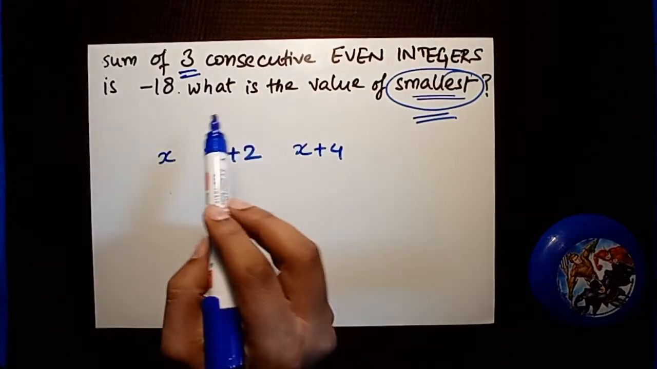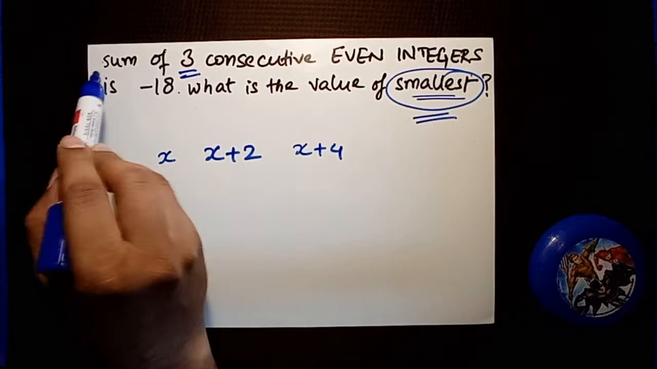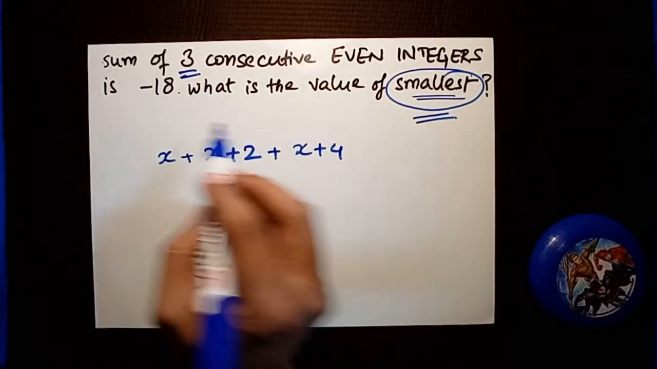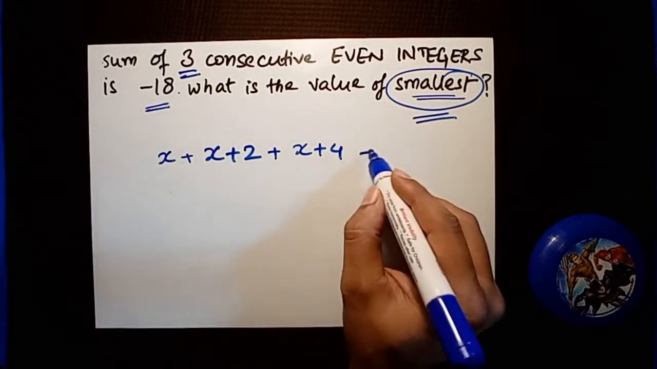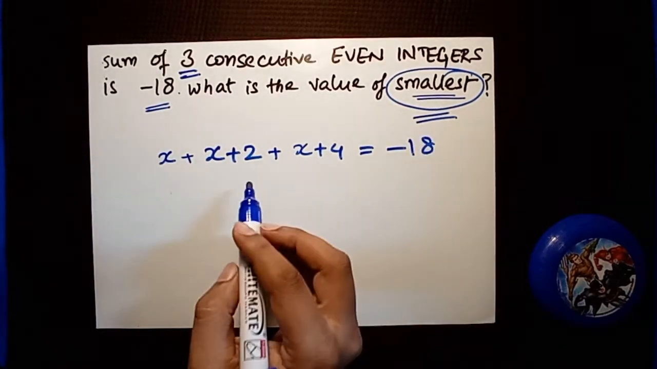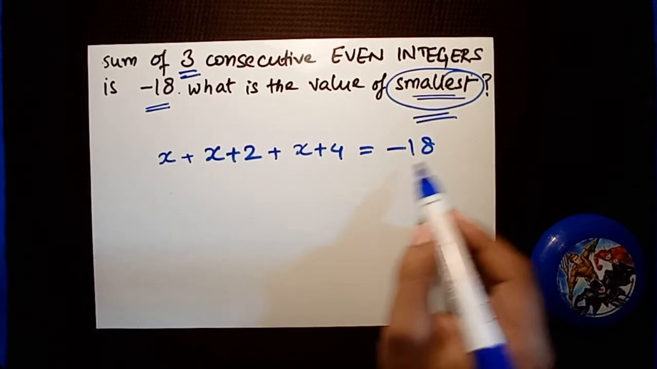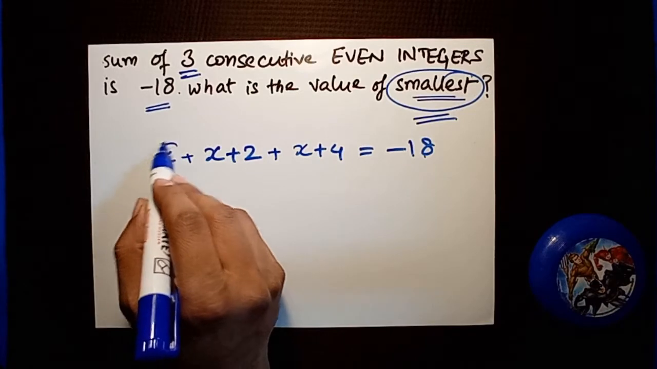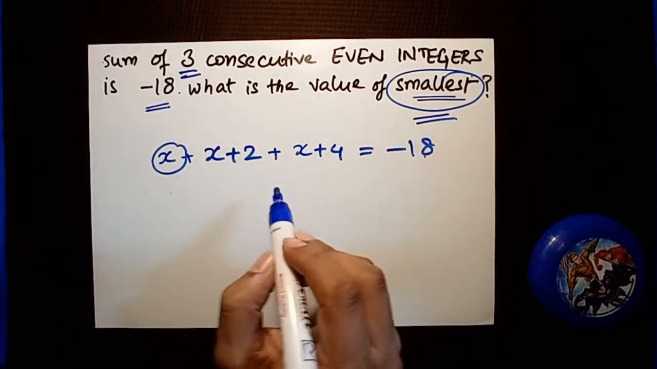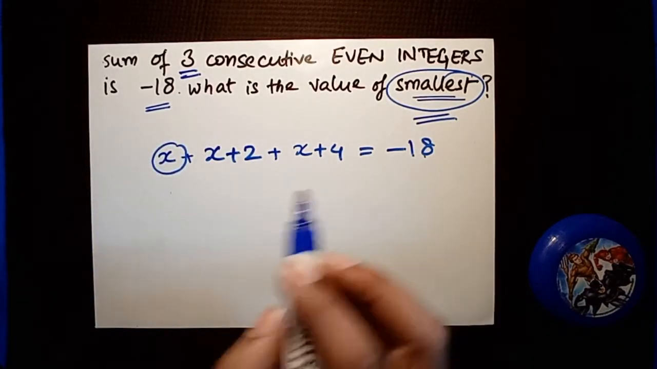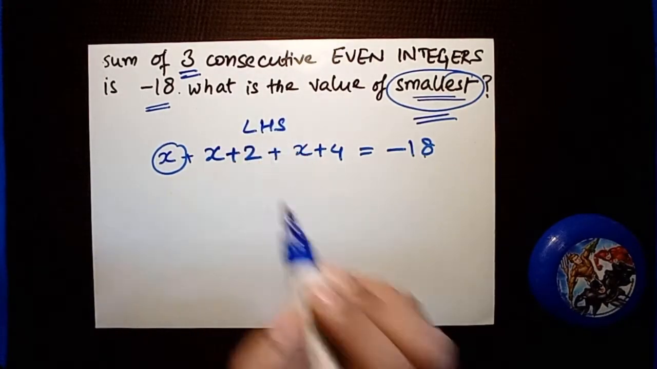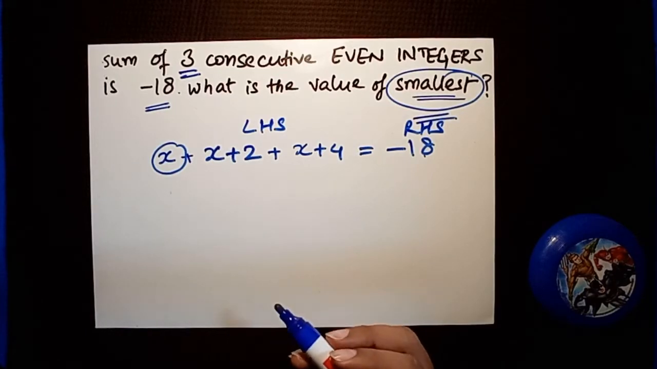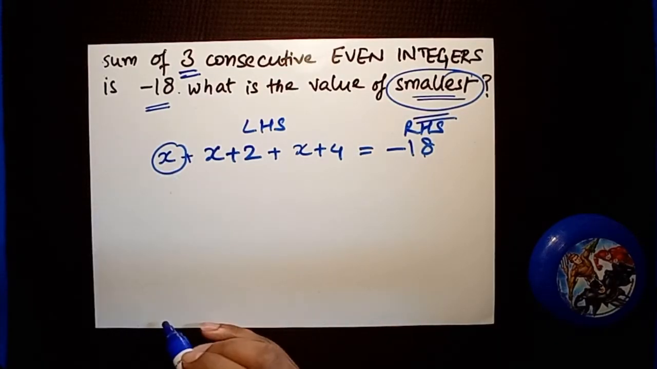What additional information is there in the problem? Sum. So the sum of all this is equal to what? Equal to minus 18. So this is my algebraic expression. This is the value of this expression for a particular value of variable x, and that is why we need to solve this equation. In this equation, I have my left hand side, I have my right hand side. And now I will need to follow some simple steps and find the value of x.